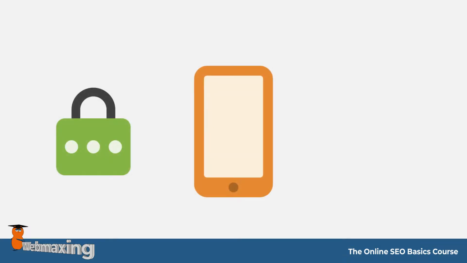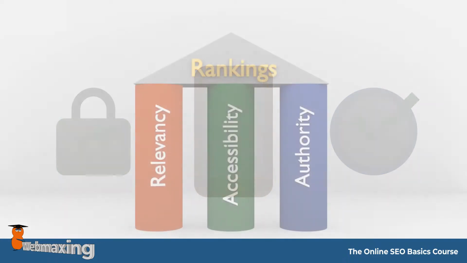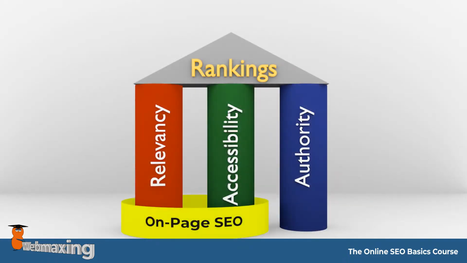Offering secure content that displays clearly on all mobile devices and loads fast are key parts of search engine optimization. And more often than not, you won't need technical knowledge to make them happen. This is the final part of on-page SEO. Next, we'll move on to off-page SEO, and that all-important question, how do you become an authority?